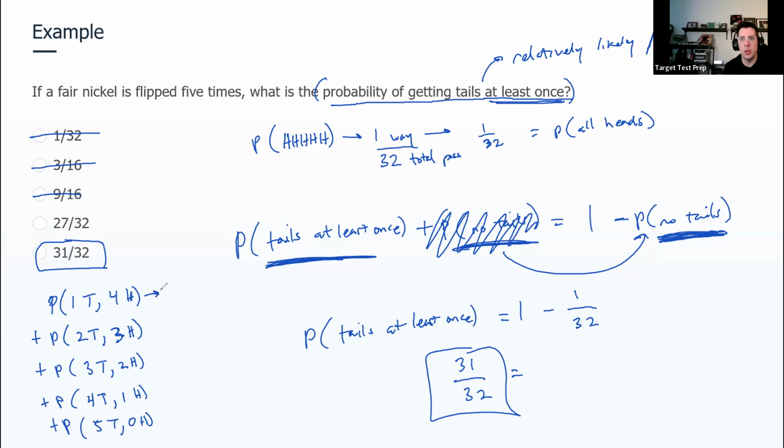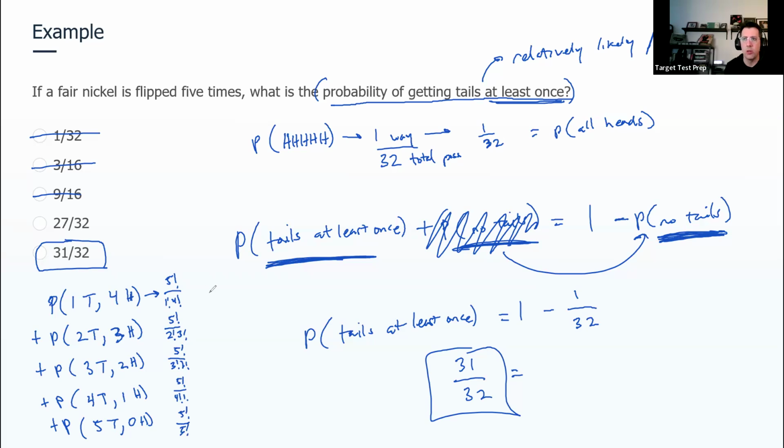So this would be 5 factorial over 1 factorial, 4 factorial. And this would be 5 factorial over 2 factorial, 3 factorial. It would be 5 factorial over 3 factorial, 2 factorial. 5 factorial over 4 factorial, 1 factorial. 5 factorial over 5 factorial. Oh yeah, it's all 5 tails.